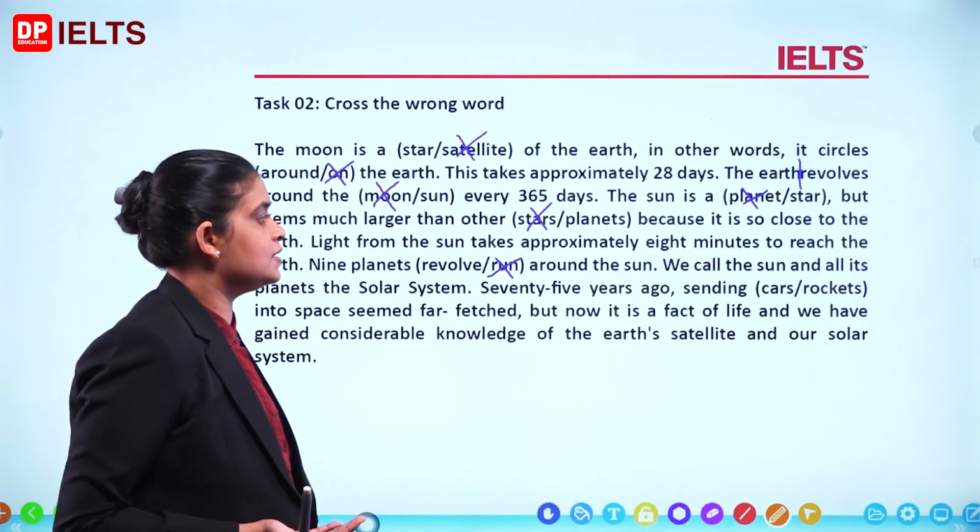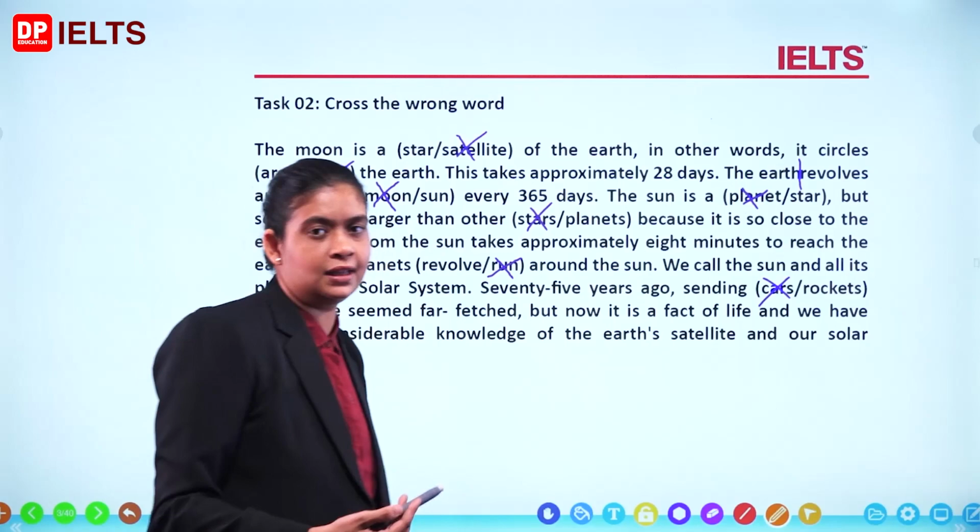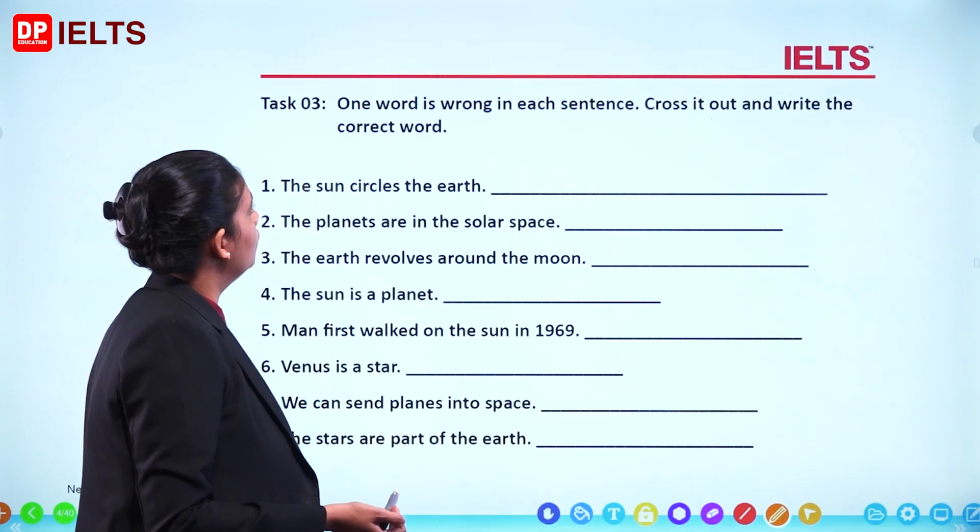75 years ago, sending rockets might have been impossible. But now satellite technology has become easy. Right? So, one word is wrong. Let's cross it out and write the correct word.